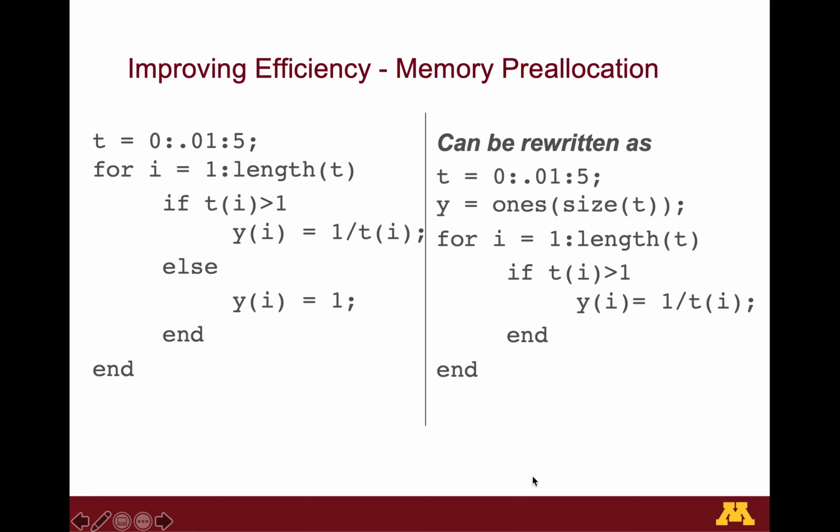Another way to improve efficiency is memory pre-allocation. A bad example is on the left side, where we again have this t vector generated from 0 to 5 with a step size of 0.01. And then we have i as our variable for the for loop. If t_i is bigger than 1, we give y_i, which is the ith element in the y vector, to be 1 over t_i, else y_i equals 1.